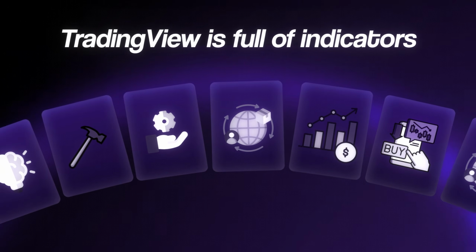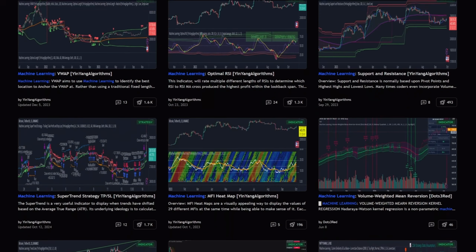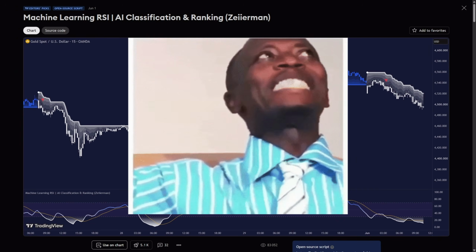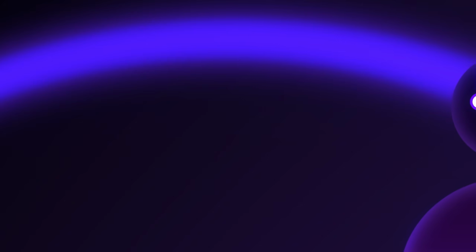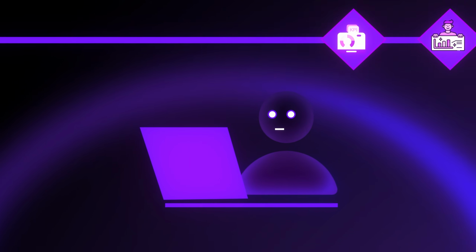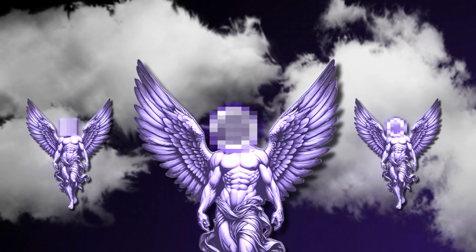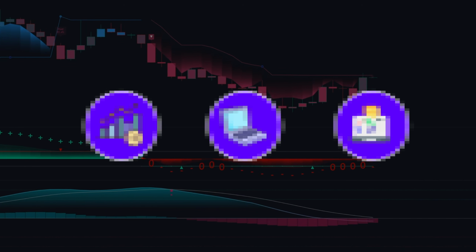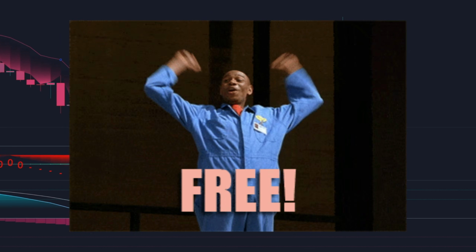TradingView is full of indicators with AI and machine learning in the name, and all of them sound impressive on paper, but I have tested basically every single one of them and the majority don't work. Only a few of them do stand out. So today I am showing you the 3 best ones, and they are also completely free.